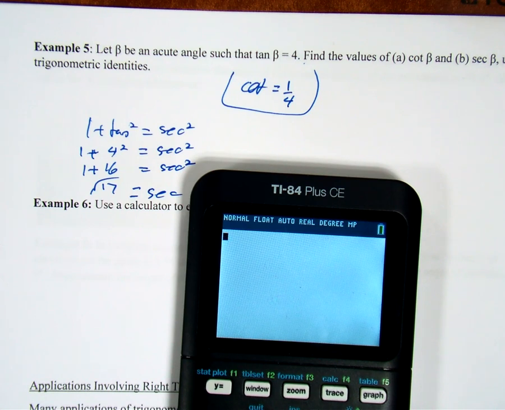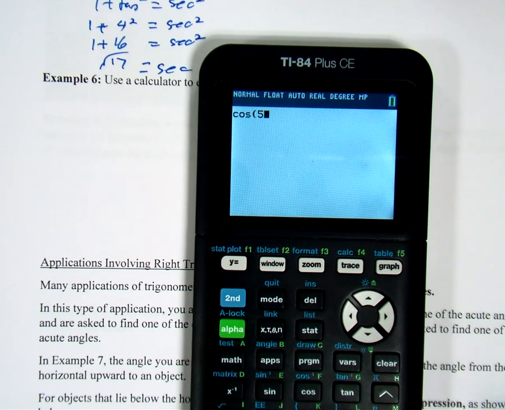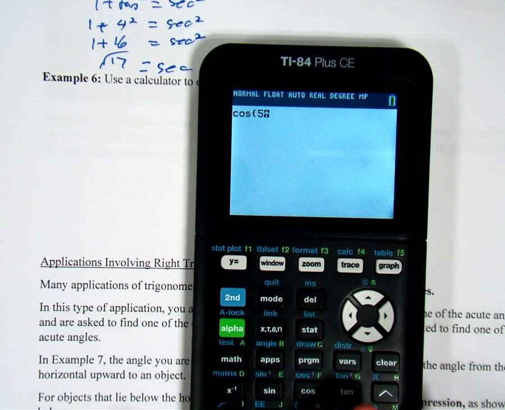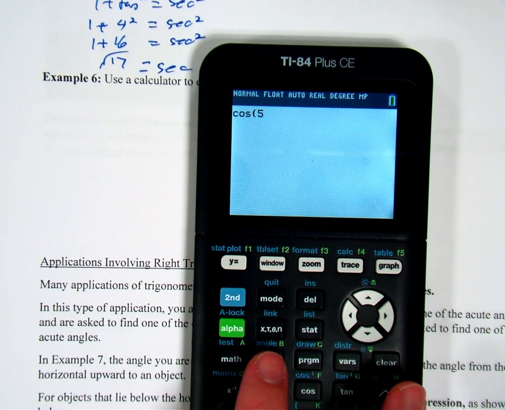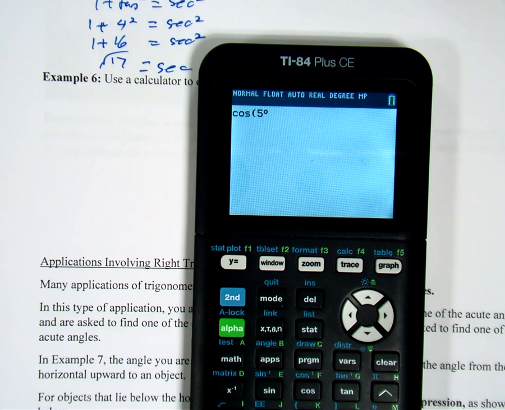Let's go with cosine of 5 degrees. And how do I get the degree sign? That is second apps. See the little angle thing above that? And there is our degrees. We have 40 minutes.